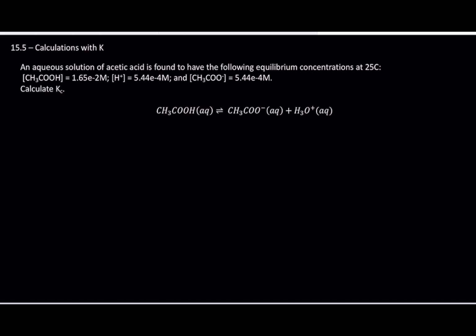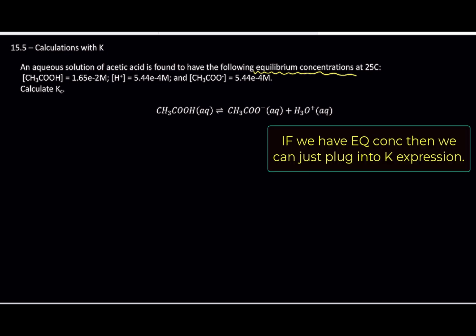An aqueous solution of acetic acid is found to have the following equilibrium concentrations. So there is the key word, right? Equilibrium concentrations, meaning that these are the concentrations at equilibrium, right? And it gives us some concentrations and asks us to calculate Kc.